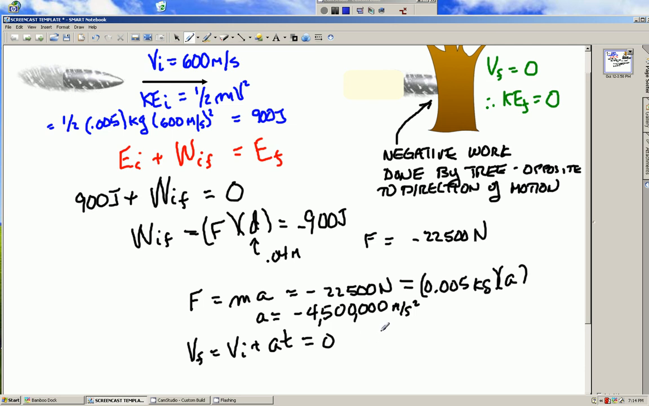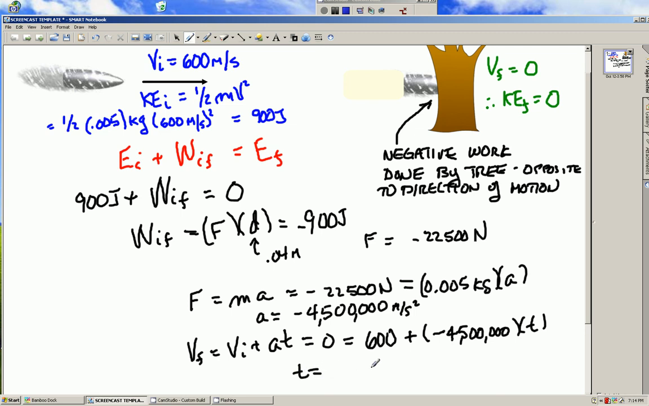We have 0 is equal to v initial, 600. I'm going to leave the units off for the time being. Everything is in consistent units. Plus acceleration, which is minus 4.5 million meters per second squared times time. We can now solve for time.